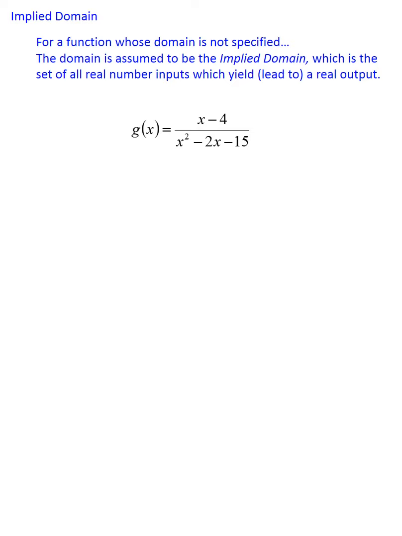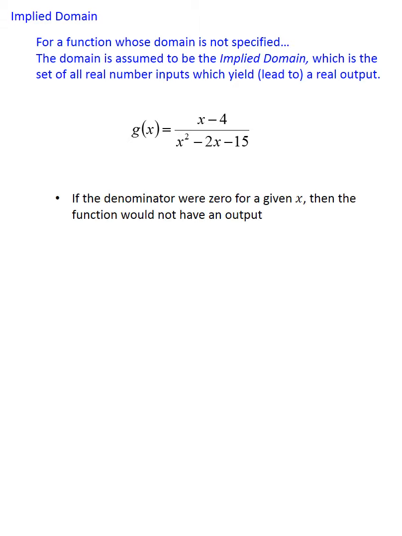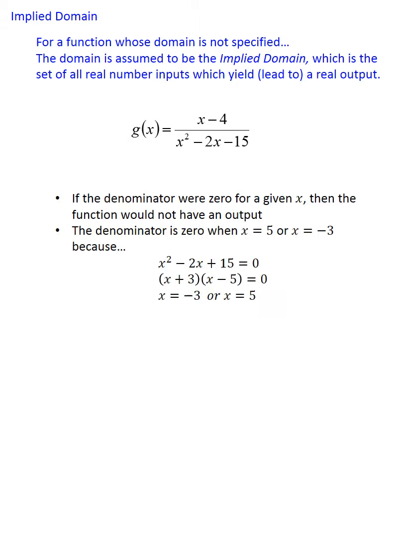But there are other numbers it can't be too. Let's proceed with my thought process here. My thinking is if the denominator is 0 for any given x, such as 5, then the function would not have an output. Now it turns out the denominator is 0 not only when x is 5, but also when x is negative 3. And you can see my algebra there. I essentially solved the equation denominator equals 0 to find out what x cannot be, or what inputs are not allowed. Therefore, x cannot be negative 3 or 5.